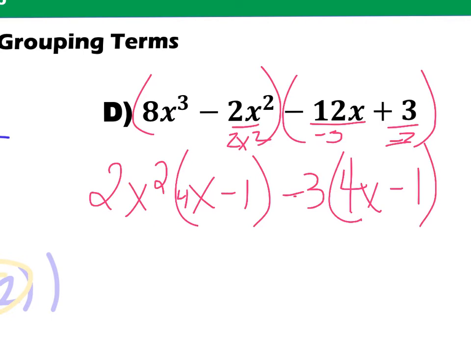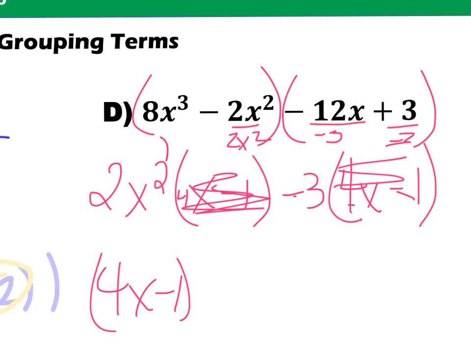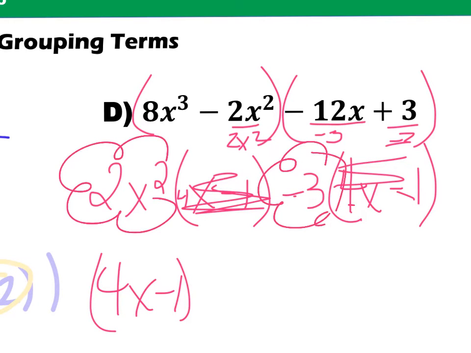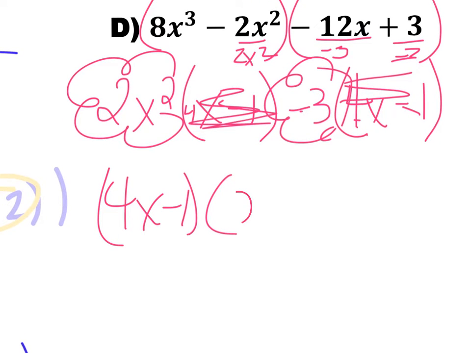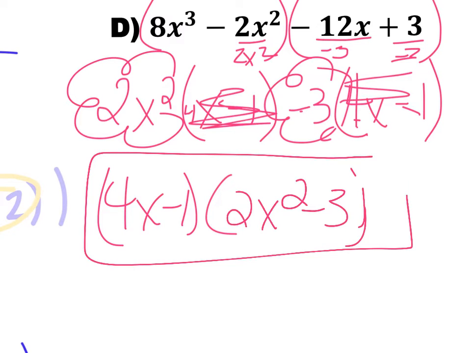Now do you see how both those parentheses are the same? Take it out, write it one time, 4x minus 1, that's your GCF. Now it's gone. And what happens to my leftovers? They get their own parentheses. So this is 2x minus 3. Good.